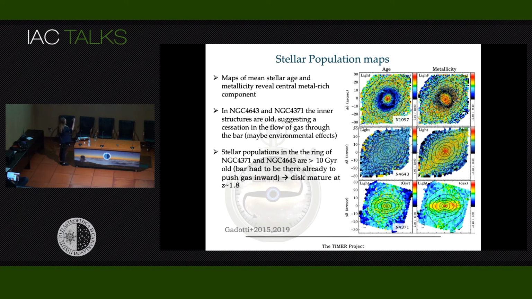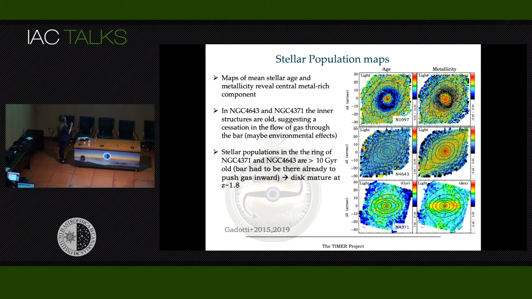So those are the maps of ages and metallicity for 3 galaxies, NGC 1097, NGC 4643, and NGC 4379. In the map of metallicity, we see in almost all the galaxies as well very high metallicity in the central parts, that we have to understand. In the map of ages, take these 2 galaxies here, for example, they show very old ages. So the inner disk, this inner disk that is decoupled from the main disk, is very old. It doesn't stand out as a younger component.